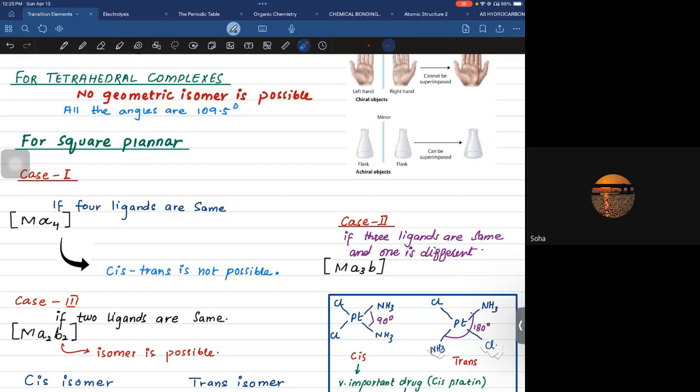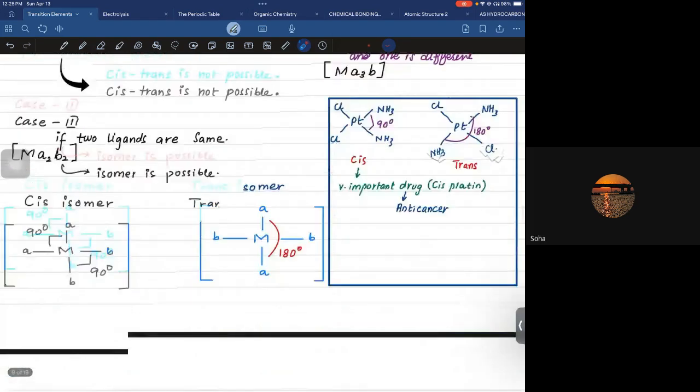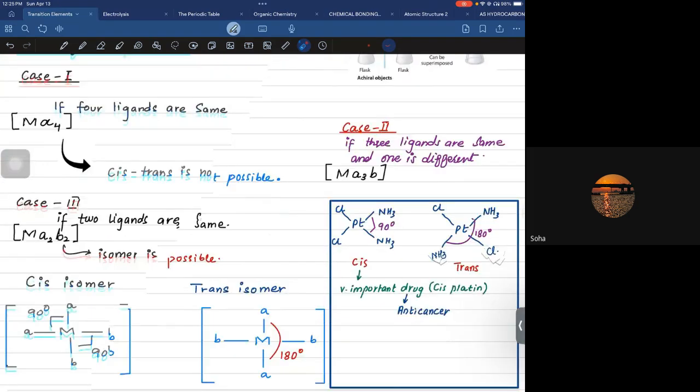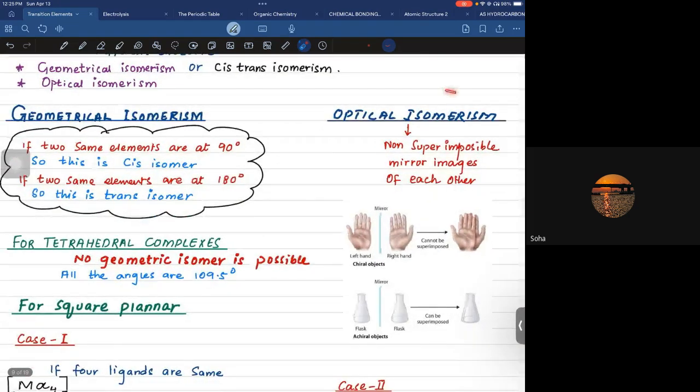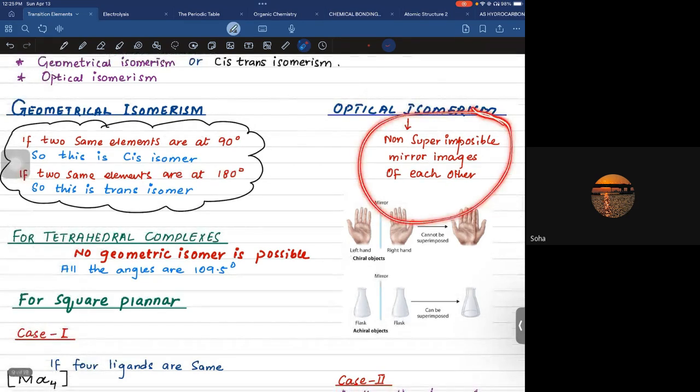Okay. So this is called cis and trans isomerism. Now we have optical isomerism. Optical means when you have non-superimposable images. If you remember when we were discussing this in organic chemistry, we used to learn about the chiral carbon, the carbon which is attached to four different groups. So optical means when you have non-superimposable mirror images.